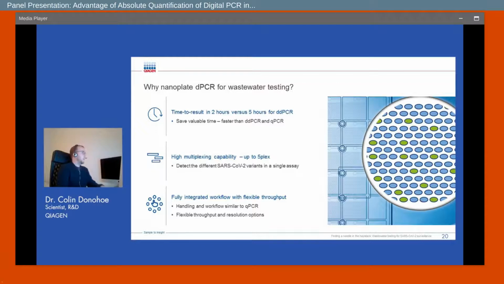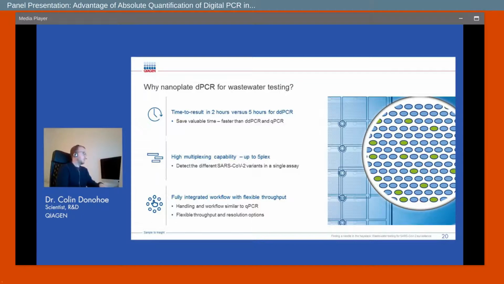So why is the Kai Acuity Nanoplate digital PCR system ideal for wastewater testing? First of all, the time to result with the nanoplate is only 2 hours, which is much shorter than the 5 hours it takes using the conventional digital droplet PCR system from Bio-Rad. Second, the Kai Acuity Nanoplate system is capable of high multiplexing, up to 5-plex, meaning that users can detect multiple SARS-CoV-2 variants within a single reaction well.